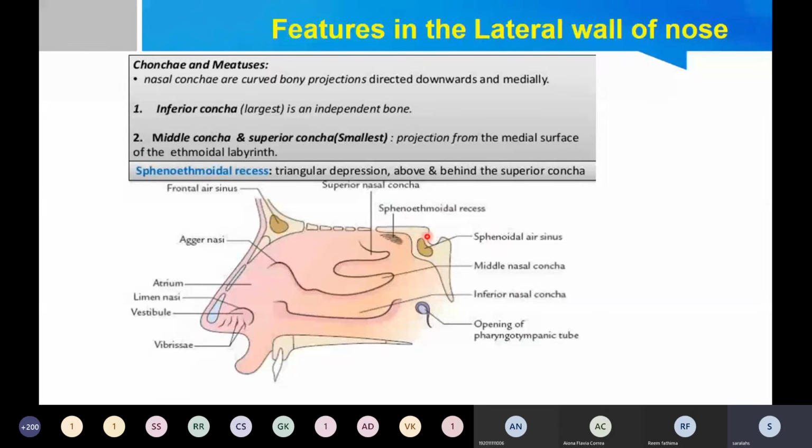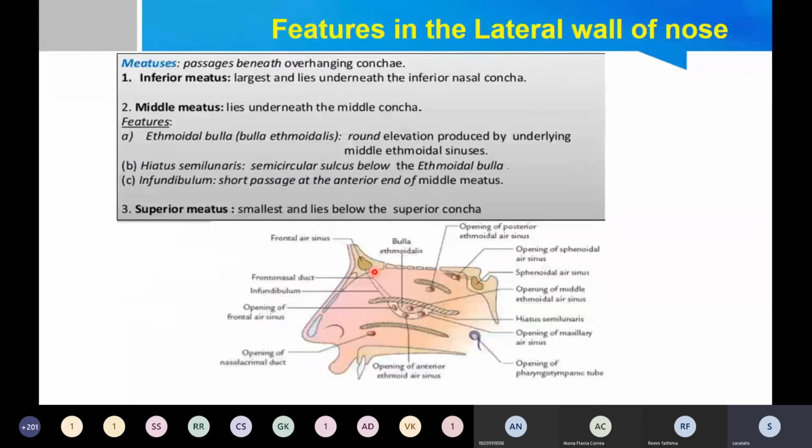This is the sphenoid bone, this is the sphenoidal air sinus. This is the ethmoid, isn't it? Cribriform plate of ethmoid. Between these two there is a sphenoethmoidal recess. So: sphenoethmoidal recess, superior concha, superior meatus, middle concha, middle meatus, inferior concha, inferior meatus. These are the features you can observe in the posterior part of the lateral wall of the nose. The meatus are very important for us now, because the meatus is the space underneath each concha. That's the place where the paranasal air sinuses will drain into.